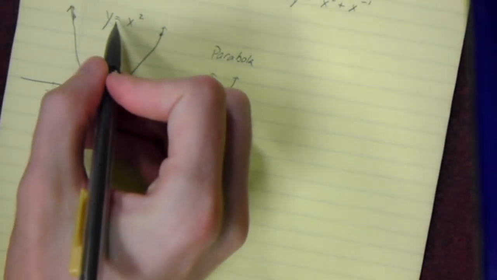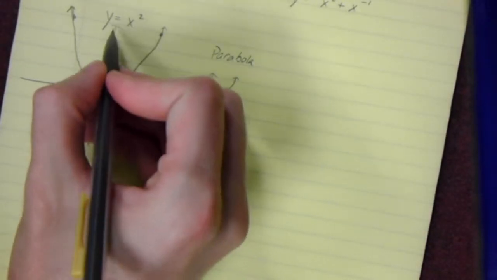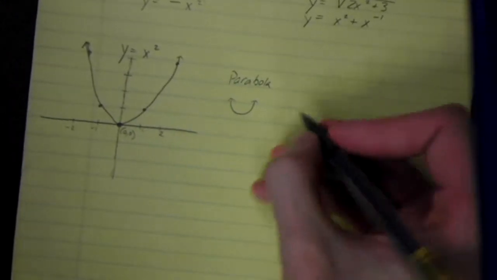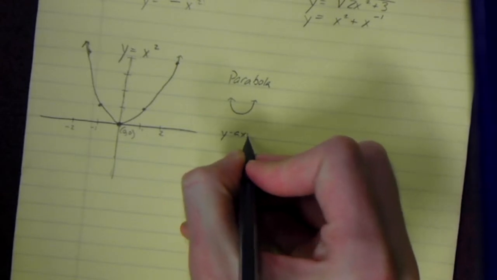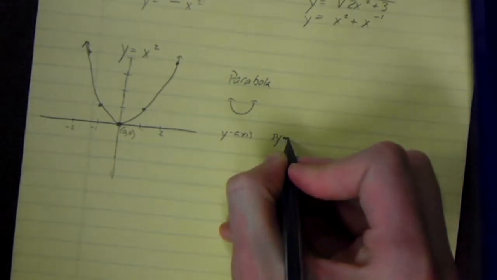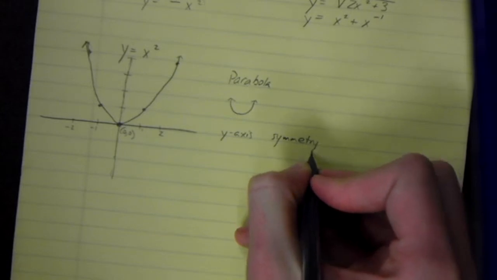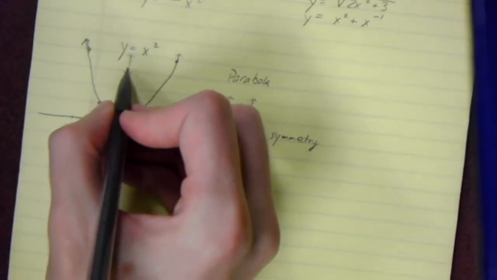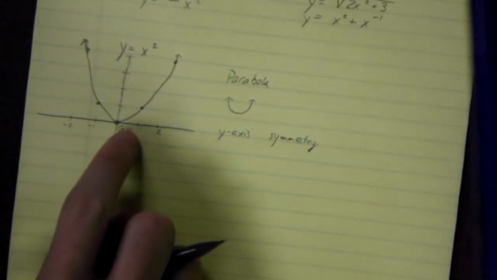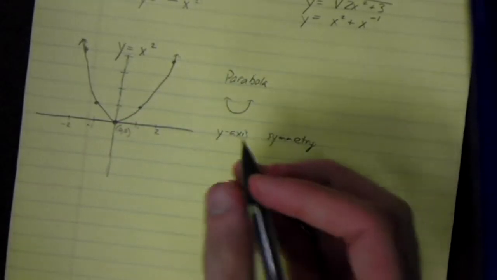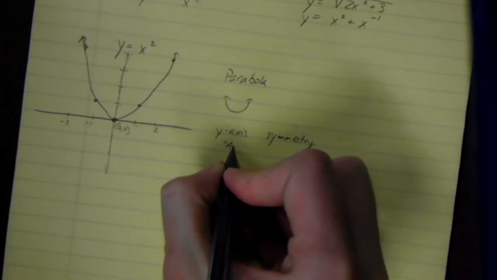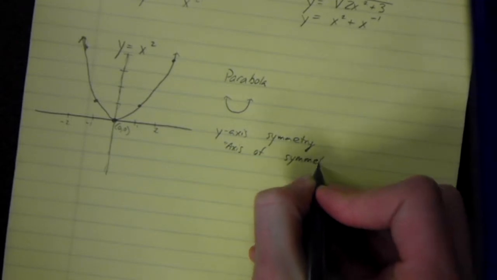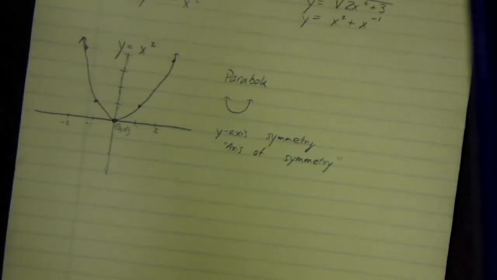Notice that if we were to take this graph and we were to fold it across the y-axis, it would fold on top of itself. This graph has y-axis symmetry. Okay. Another word for this line that you're folding it over, because you won't always be centered at the origin, is the axis of symmetry. Cool name, I think. Axis of symmetry.